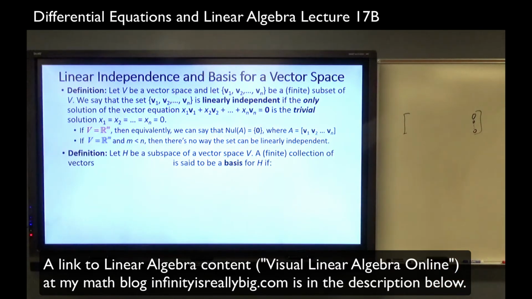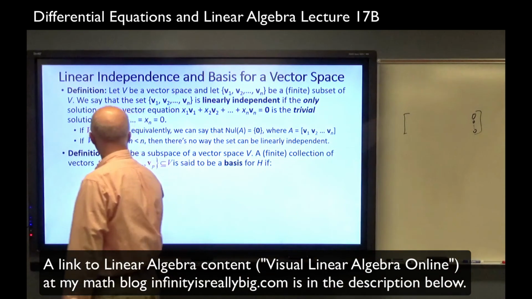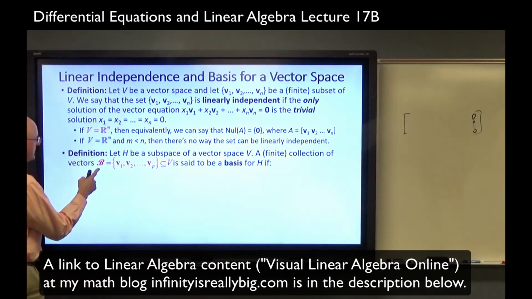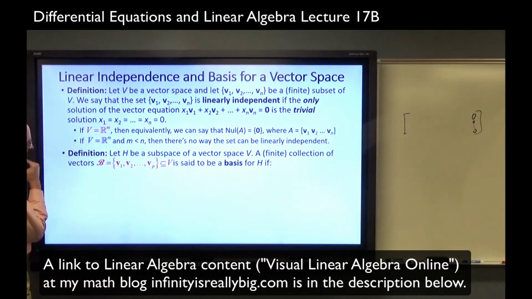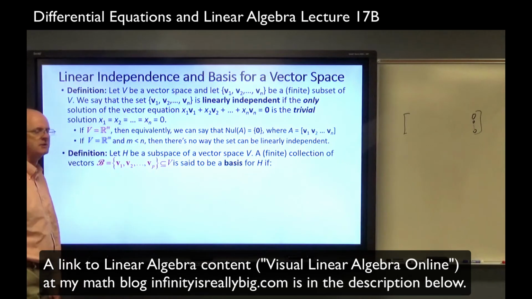Another definition, perhaps the most important definition in the class here. Does that get you motivated? Let H be a subspace of a vector space V. A finite collection of vectors, I'm going to just consider a finite situation here, V1 through Vp, I'm going to call this set beautiful curvy B for basis. I didn't have to make it that way, but it's just so beautiful I couldn't resist. Is said to be a basis for H if two conditions hold.